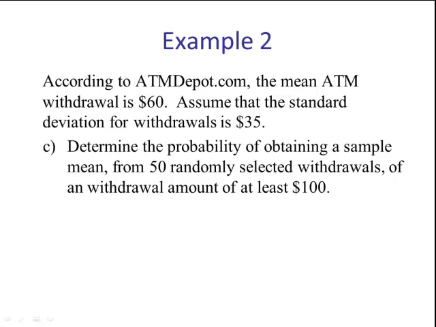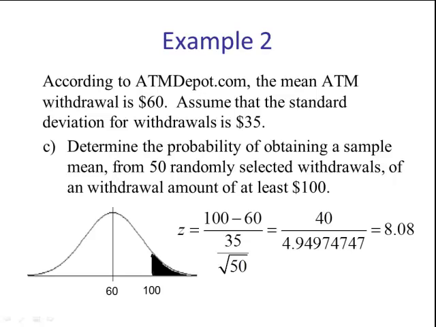Part C, determine the probability of obtaining a sample mean from the 50 selected withdrawals of an amount of at least $100. At least means greater than. So we draw our picture. Here's 100. We want area to the right. We change 100 to a z-score. We end up with 8.08 for a z-score. Using table 5, we see that 8.08 is not on the table. We have to use the default of 0.9999. And since we want area to the right, we do 1 minus 0.9999, which is 0.0001.